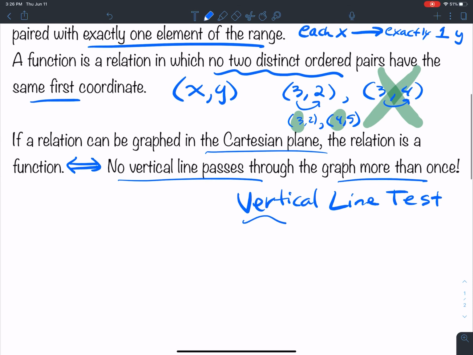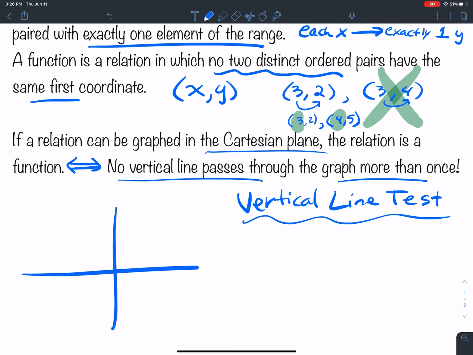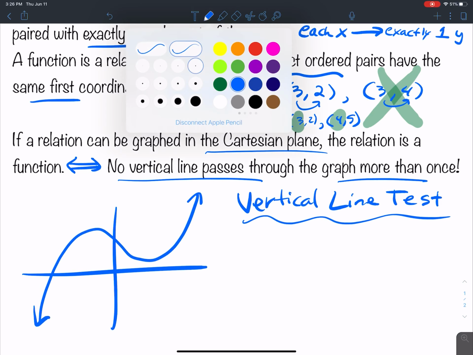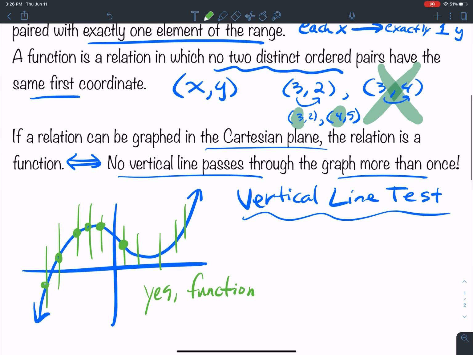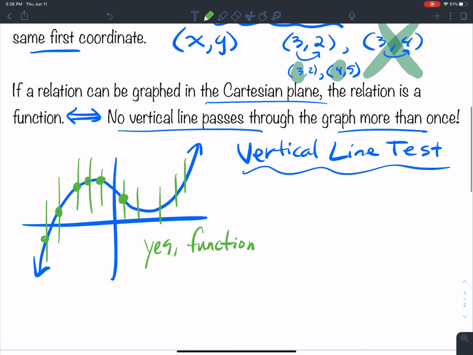So what we do is we draw a picture and we ask, does this graph right here pass the vertical line test? I look and say, every vertical line I draw, it looks like it only passes through the graph in one spot. So yes, it's a function. That's the idea of the vertical line test.